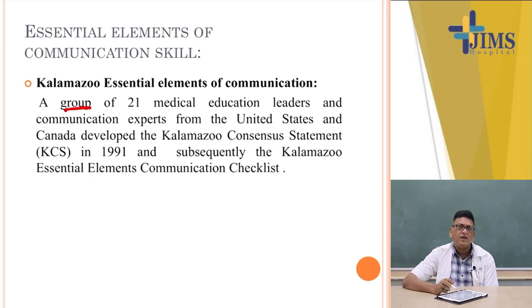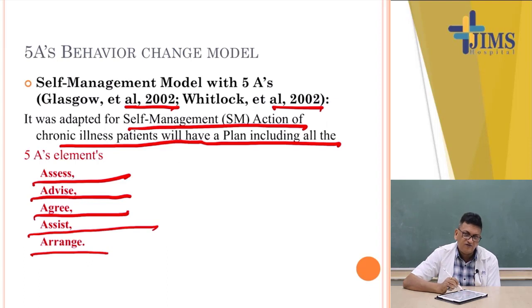So as far as the behavior model is concerned, it was framed by Glasgow in 2002 and Whitlock also in 2002. It is a self-management action plan for the chronic illness patient, including the following things. You are going to assess the patient, you are going to advise the patient, you are going to agree with the patient, you are going to assist the patient, and you are going to arrange for the patient. Okay? Arrange for this patient. So these are the 5 A's which are essential in the behavioral change model.